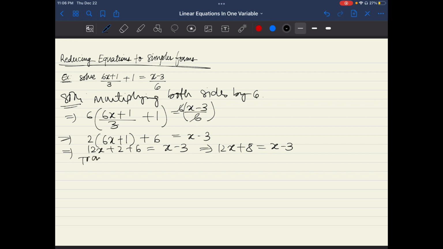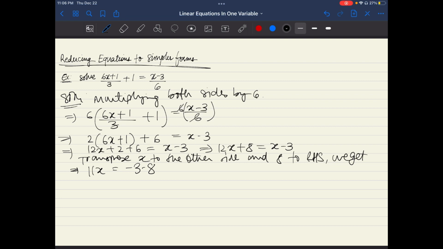And now we transpose x to the other side, and 8 to the RHS. We get 11x equals minus 3 minus 8, which is 11x equals minus 11, which implies x equals minus 1.